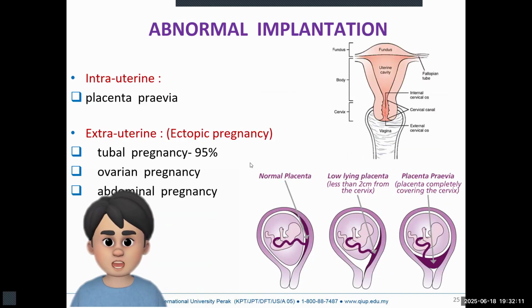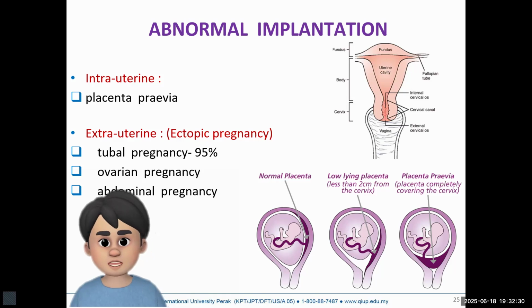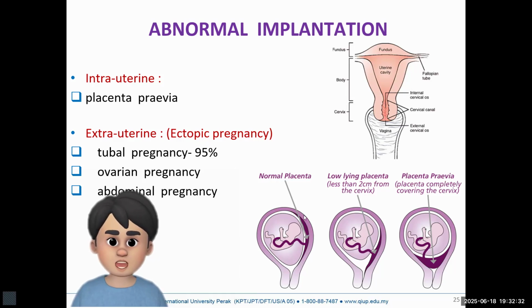Next one, abnormal implantation. There's a condition, please write it down somewhere. Intrauterine: placenta previa. Extrauterine: ectopic pregnancy, tubal pregnancy, ovarian pregnancy and abdominal pregnancy. So you will see this. This is the normal placenta. You can see where it should be.